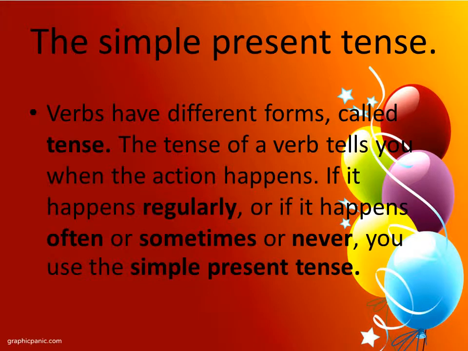The simple present tense. Verbs have different forms called tenses. The tense of a verb tells you when the action happens, if it happens regularly, or if it happens often or sometimes or never. You use the simple present tense.